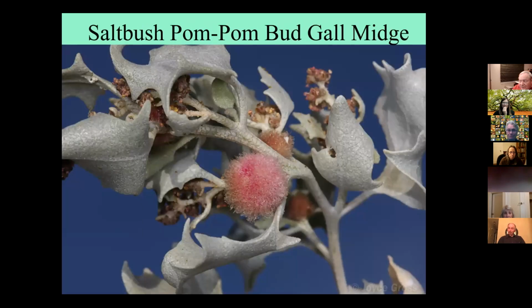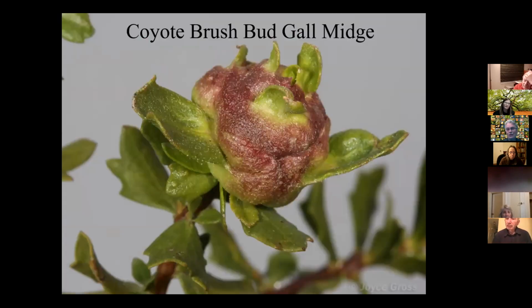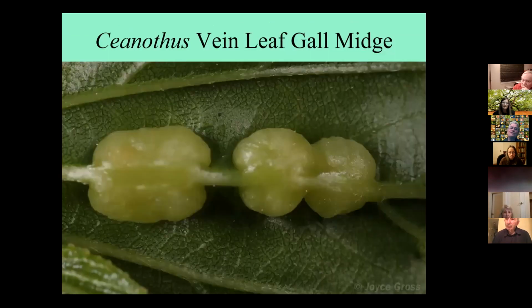It's a bud gall. You can see a little bit different area of the plant. Coyote brush stem gall, also a midge, and a coyote brush bud gall caused by a midge. Here's a Ceanothus vein gall caused by a midge, and a Ceanothus vein leaf, also the gall is caused by a midge. So these are all done by flies in one family, Cecidomyiidae. We'll talk about those soon.